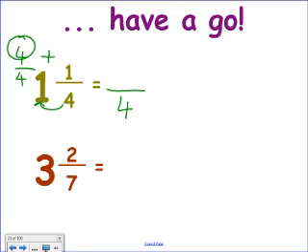So I've got 4 and I'm adding the numerator of this one to get 5. So that's 5 over 4. Are you happy with that one? Right, talk me through the next one then.